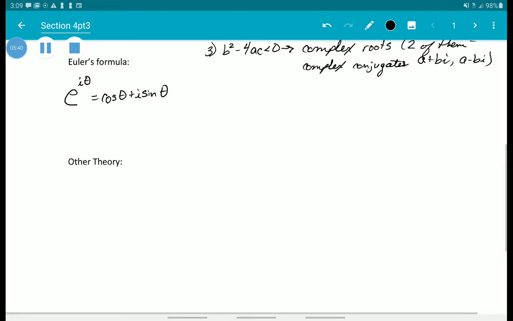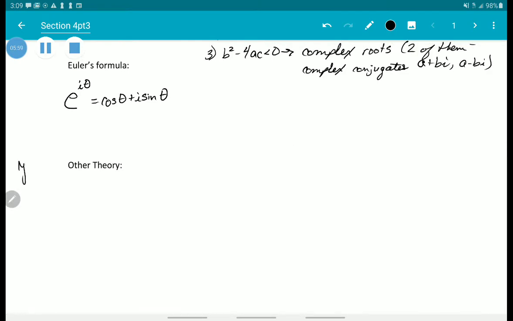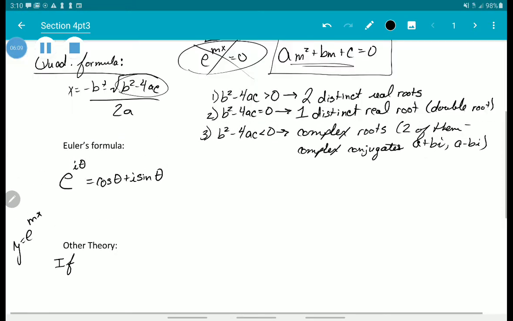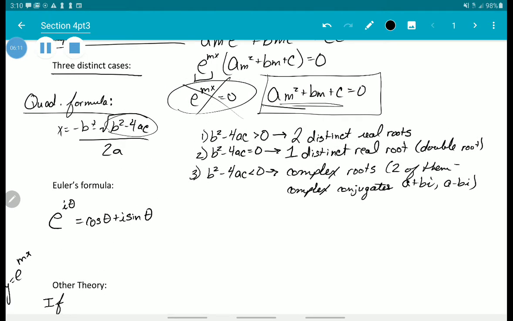So let's talk about what those general solutions are going to look like. We made that assumption in the beginning that we're going to try to find a solution for this special case of a second order differential equation where it's equal to 0, so it's a homogeneous differential equation. We're assuming that form is going to be y equals e to the mx. So if we end up with that quadratic, I'm going to call this guy the auxiliary equation.